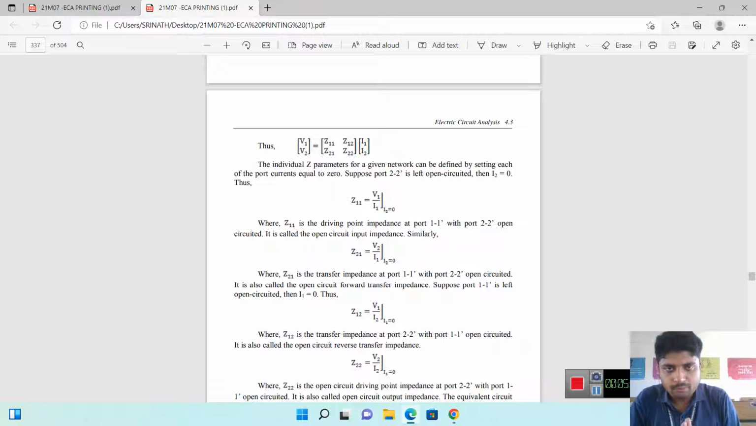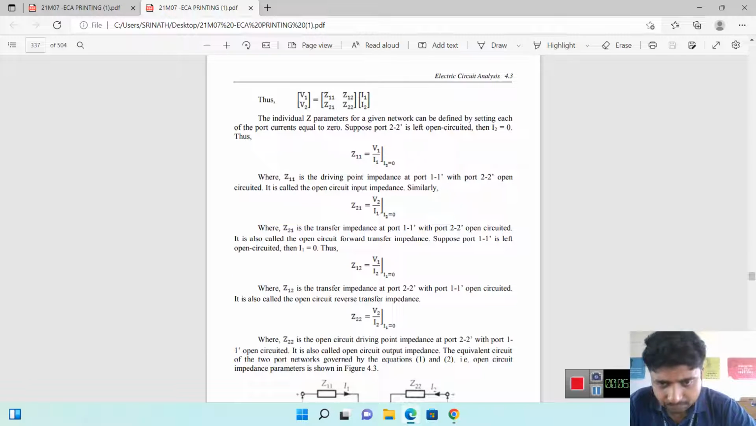Okay, now this is the circuit. Suppose port 2 dash is left open circuited. In that condition no current will enter the circuit, so I2 equals 0. Port 2 dash is left open circuited, which means no current flows in the port, so I2 equals 0. So what is Z11? That is V1 divided by I1, with I2 equal to 0. Similarly, for the other condition, when port 1 is left open, we consider I1 equal to 0. From that the equations are formed and we obtain the Z parameters, the open circuit impedances.